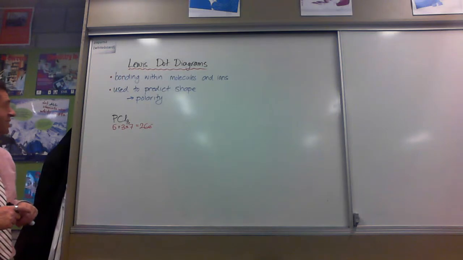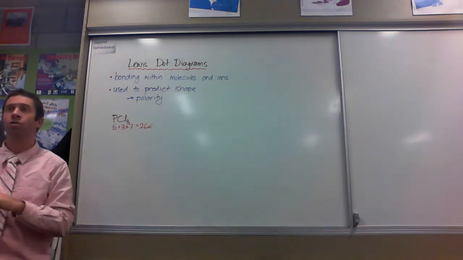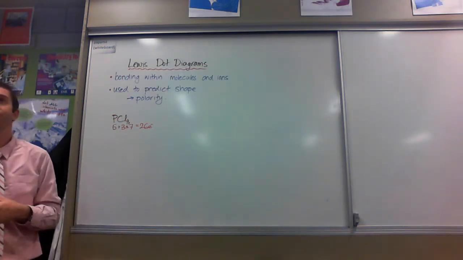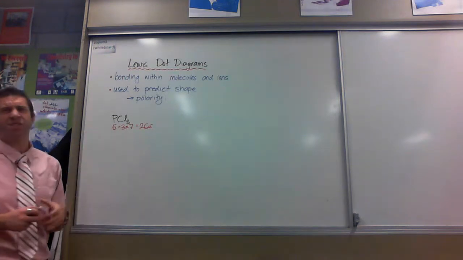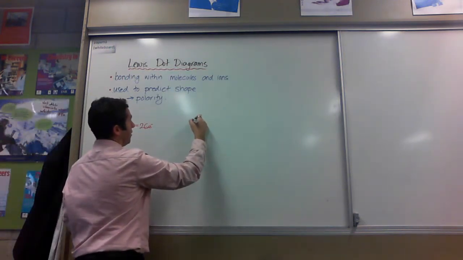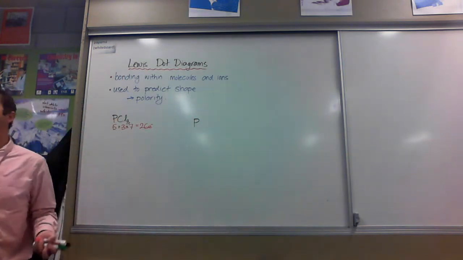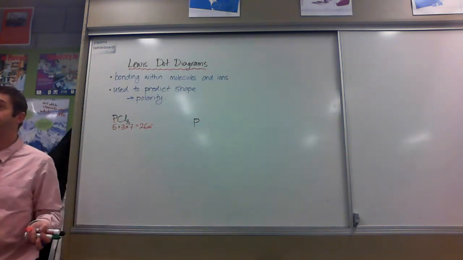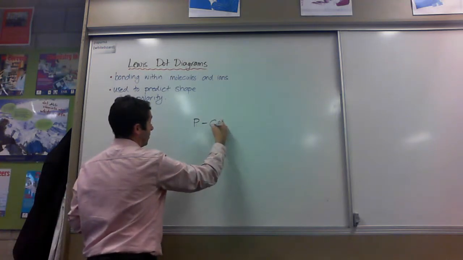Okay, PCl3, well 1 phosphorus and 3 chlorines, infers that phosphorus is the central atom. So let's draw phosphorus first. And the way that I like to do it is I said, well, it's a molecule, so we're going to have 3 covalent bonds in there, aren't we? So let's put the chlorines on it.